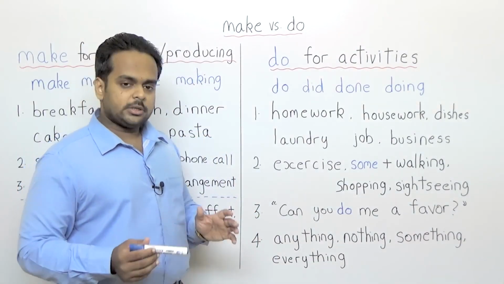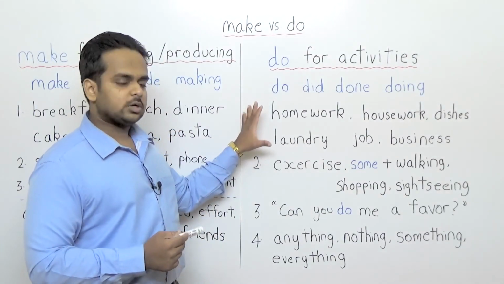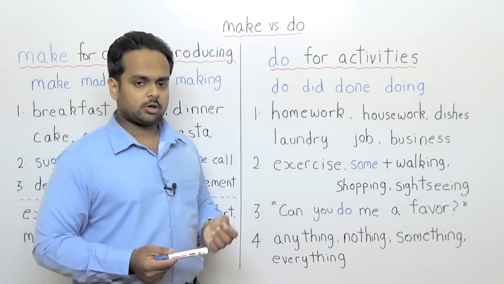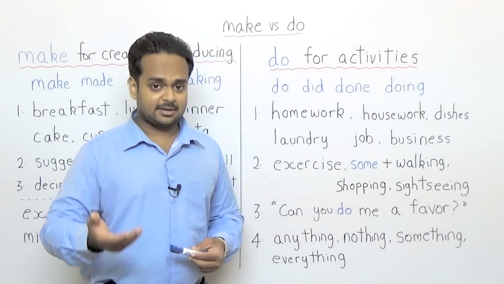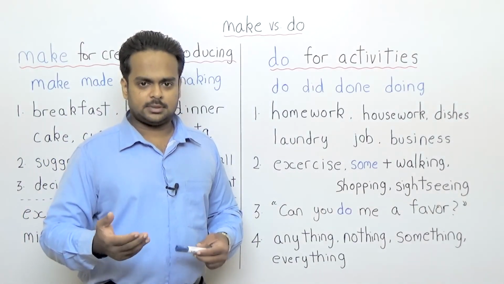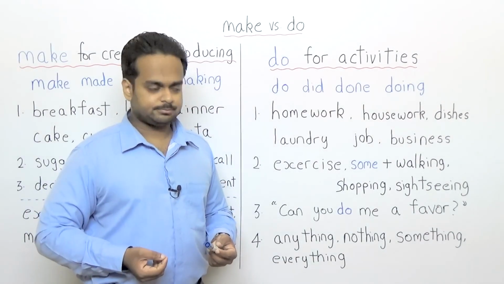One very common use of do is to talk about jobs or tasks, such as homework. Children have to do their homework. They don't make their homework. That doesn't really mean anything. Children do their homework. Okay?